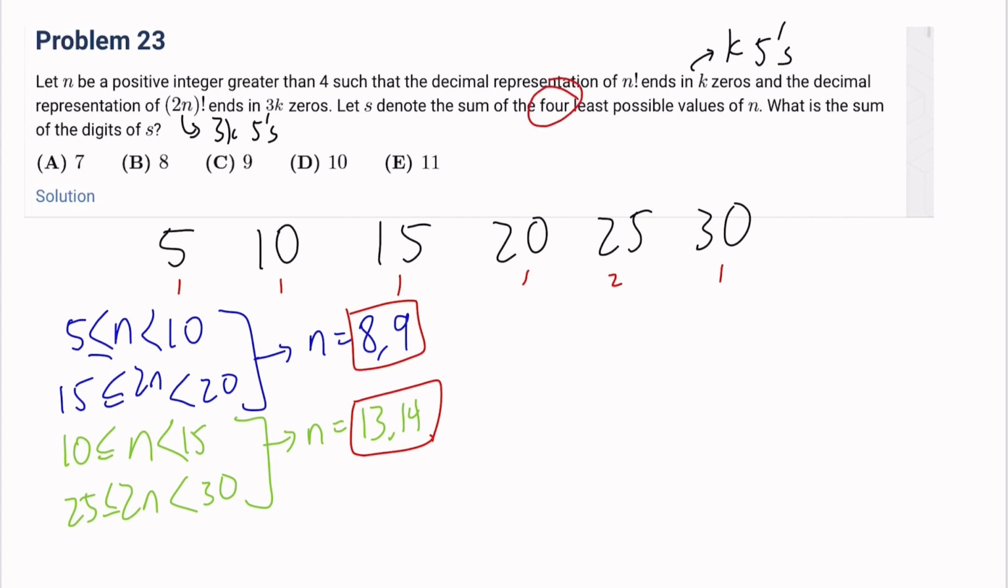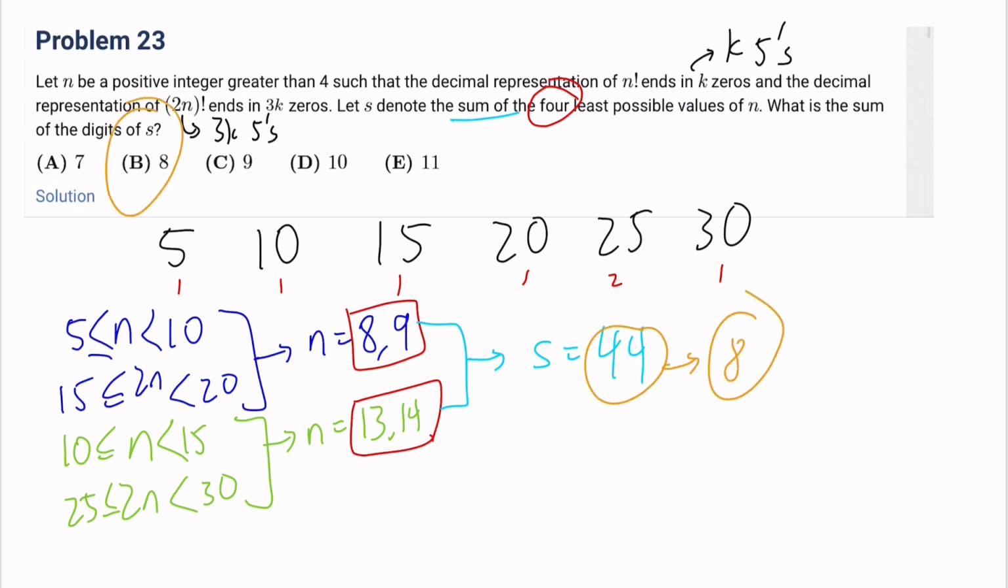What is the sum of the digits of s? Okay, so s is the sum of the 4 possible values of n, right? So s equals 8 plus 9 plus 13 plus 14, which equals 22 plus 22, which is 44. And so the sum of the digits of s will be 8. So the answer is 8, it's B.